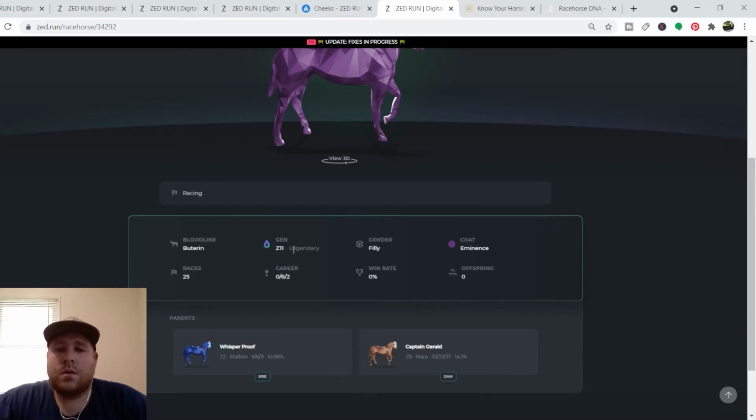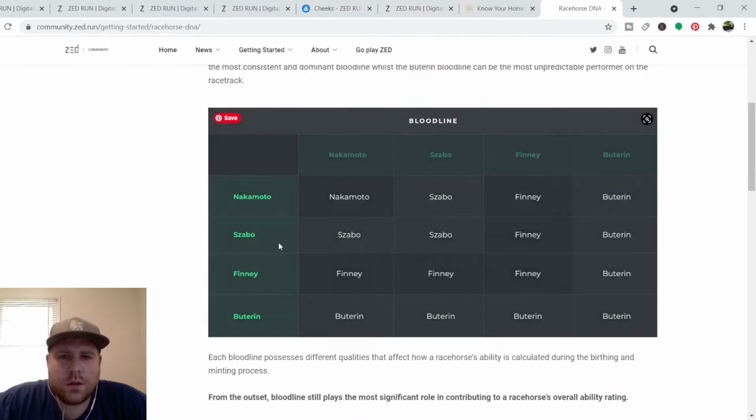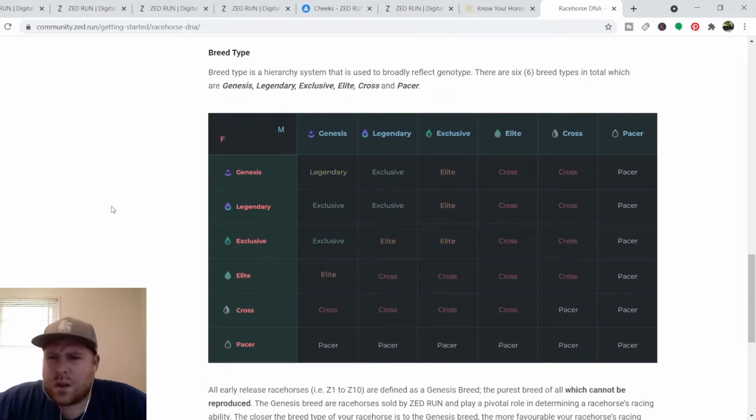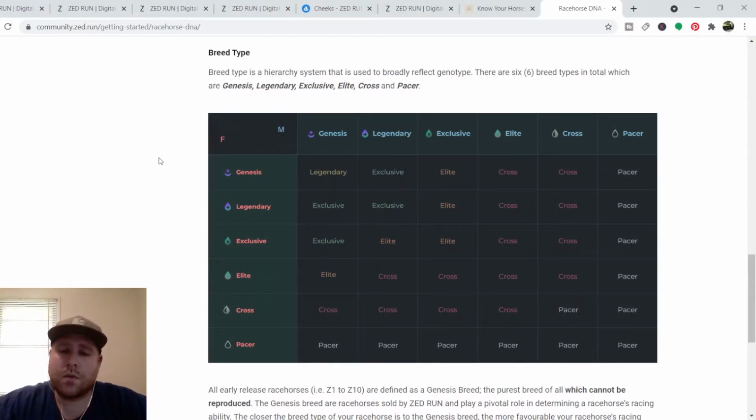Now, this here, your breed type, come over here to the DNA. This is the Getting Started Racehorse DNA. You have your Genesis, which are the original horses that Zed Run has been dropping and releasing as promos. There's a limited number of those. Once those are gone, they're gone. They can only be purchased. They cannot be created. Now you have the Genesis, the Legendary, Exclusive, Elite, Cross, and Pacer.